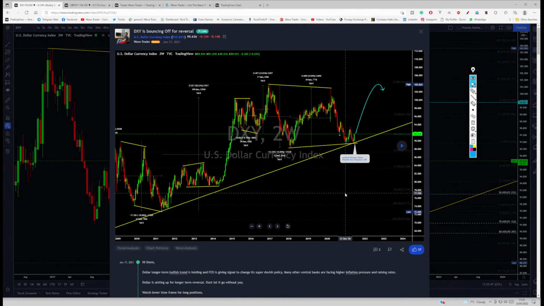Inflation is at 7%. The Fed funds rate is at 0%. They have to raise the interest rate to bring inflation down. That is clear, there is no question about that. They have to act to bring the inflation down.